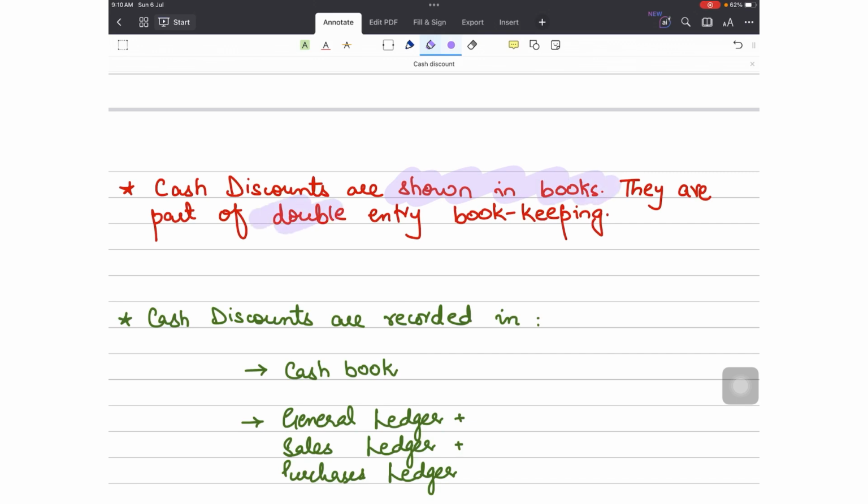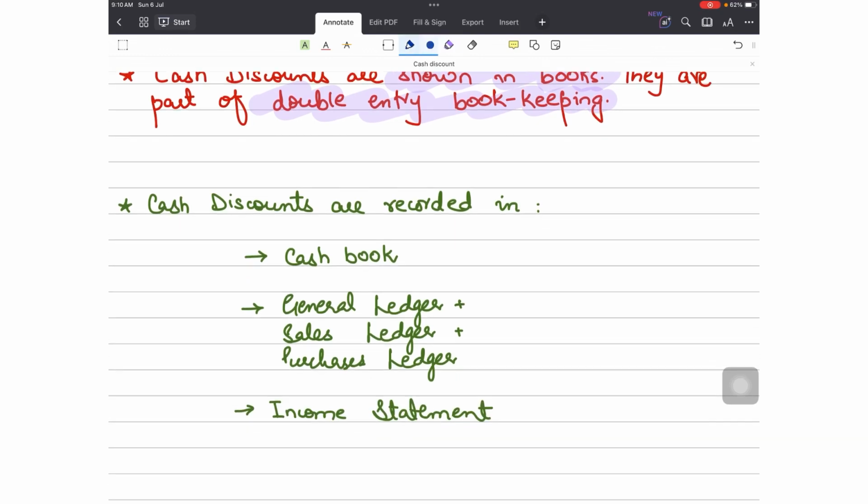Moving forward, now cash discounts, the biggest difference between the two is that cash discounts are recorded in the books, because they are part of the double entry bookkeeping. But where are they recorded? First of all, they are recorded in cash book. This is the day book where the cash discounts, both discount allowed as well as discount received, is recorded.